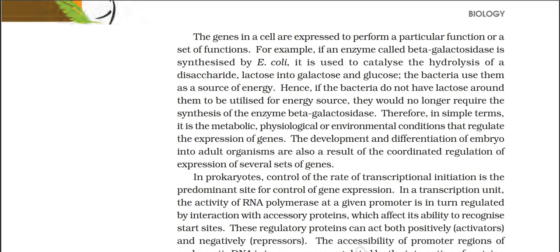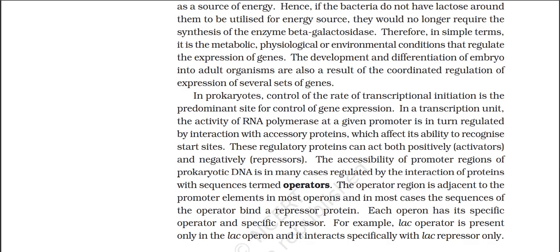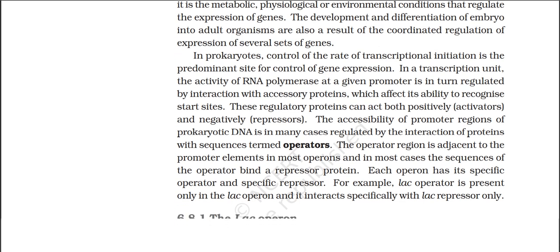The development and differentiation of embryo into adult organisms are also a result of the coordinated regulation of expression of several sets of genes. In prokaryotes, control of the rate of transcriptional initiation is a predominant site for control of gene expression. In a transcription unit, the activity of RNA polymerase at a given promoter is in turn regulated by interaction with accessory proteins, which affect its ability to recognize start sites. These regulatory proteins can act both positively, activators, and negatively, repressors.